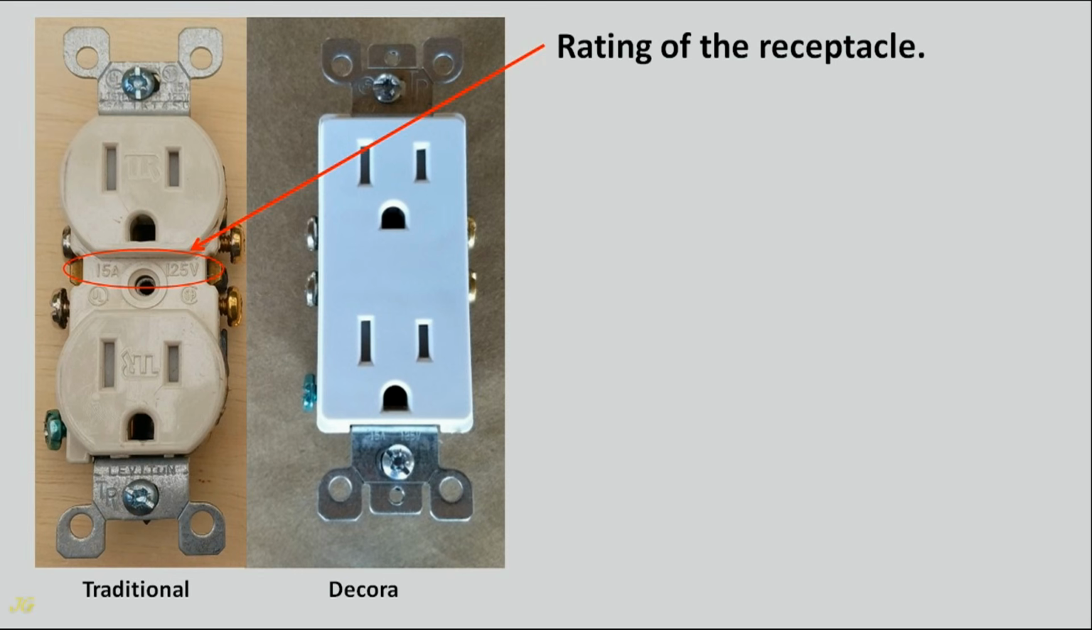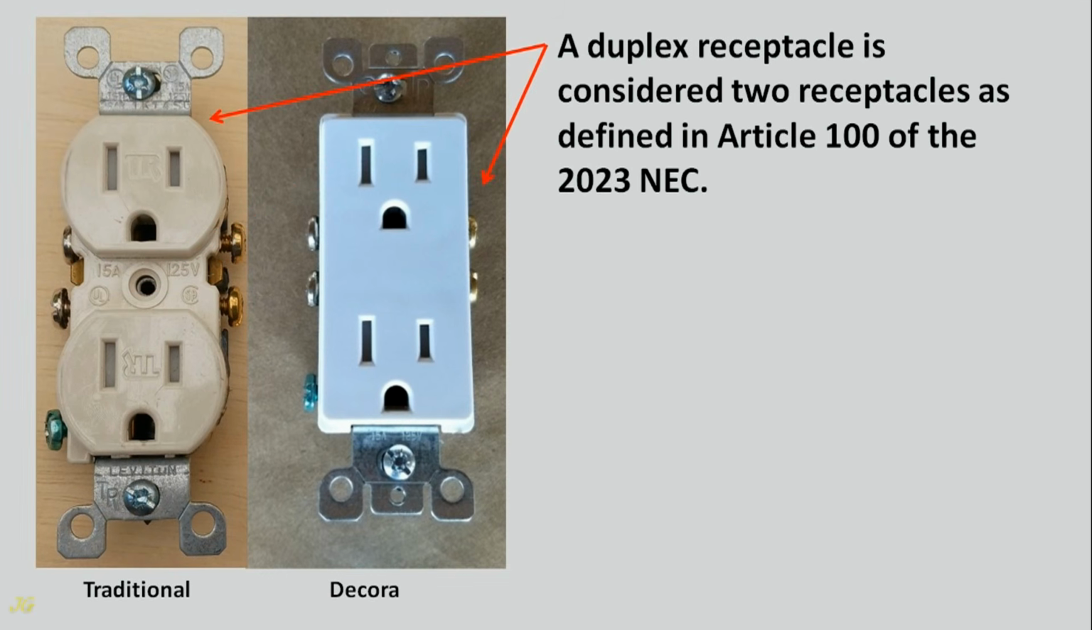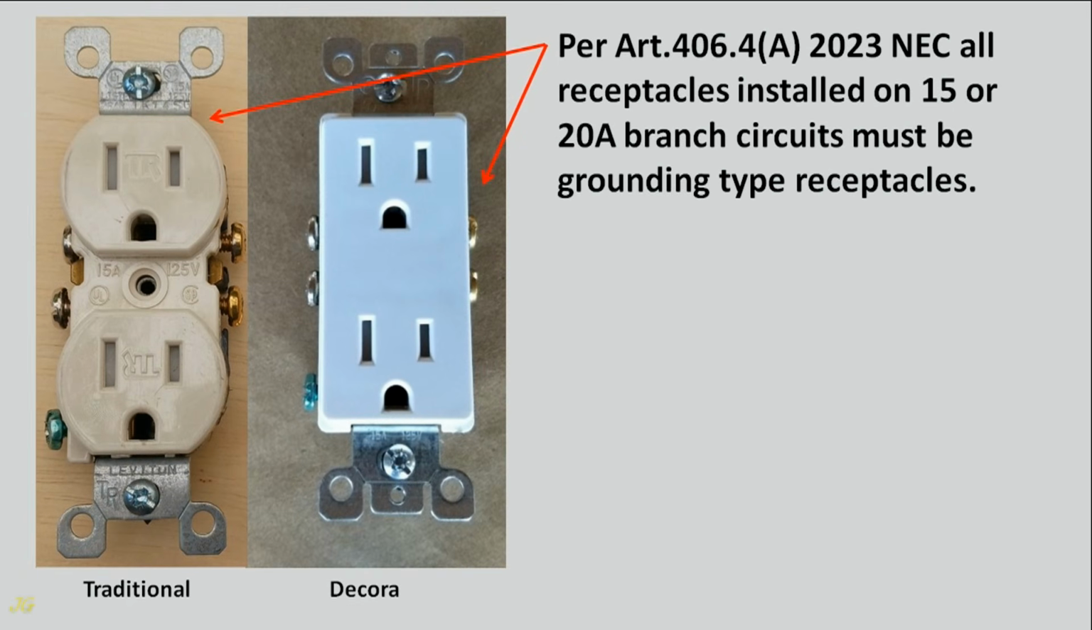Rating of the receptacle. A duplex receptacle is considered 2 receptacles as defined in Article 100 of the 2023 NEC. Per Article 406.4(A), 2023 NEC, all receptacles installed on 15 or 20 amp branch circuits must be grounding-type receptacles.